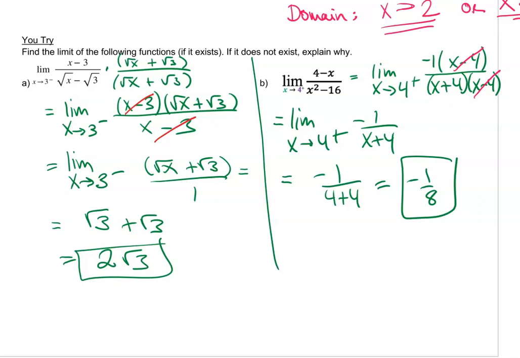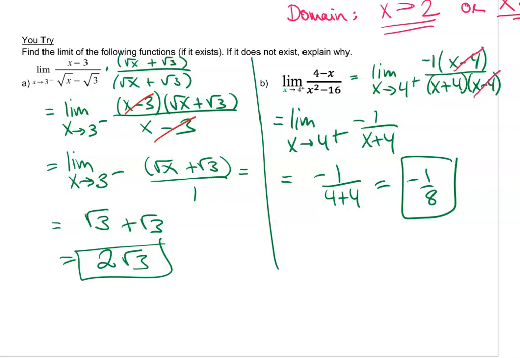Similar thing here in B. At first, if I plug in 4, I get 4 minus 4 over 4 squared minus 16, that's 0 over 0. So this is one of the ones where you need to factor both numerator and denominator and then cancel common factors, which in this case was the x minus 4, which left me with negative 1 over x plus 4.